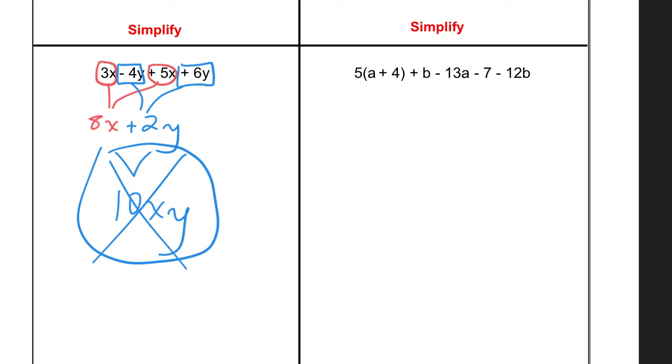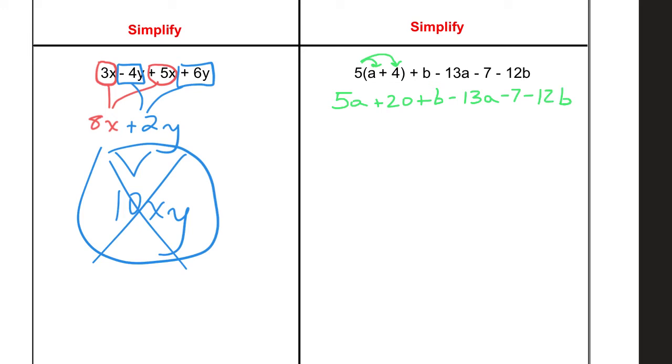For the example on the right, I see distribution, so I have to take care of that first. I wouldn't want to start this by circling the a and the 13a. So I've got to clean it up first. I've got to distribute and copy everything else down. Don't try to write your answer and look back at the original. You're going to end up double counting something or forgetting something. All right.